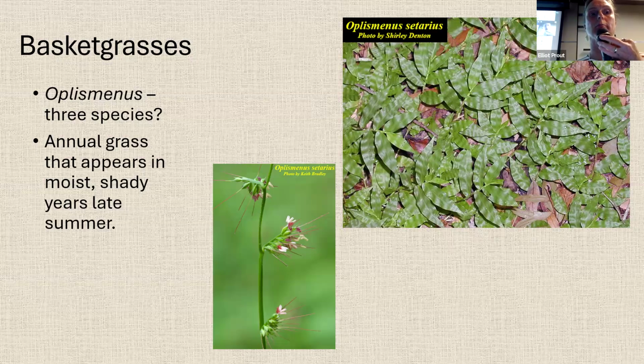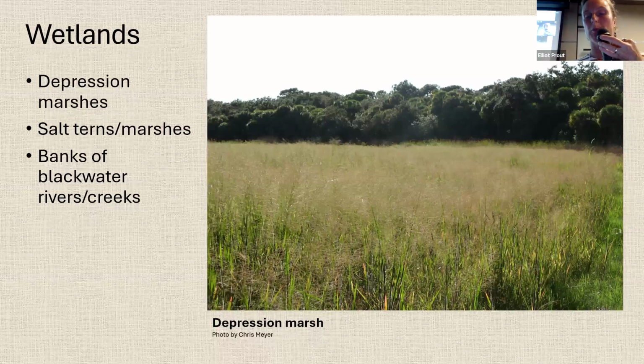It's a bit challenging. I've pulled my hair out a little bit on them before. So of course, wetlands, right? Those are another important habitat. Depression marshes, salt terns and salt marshes, banks of creeks and rivers, very other important areas where we have grasses.